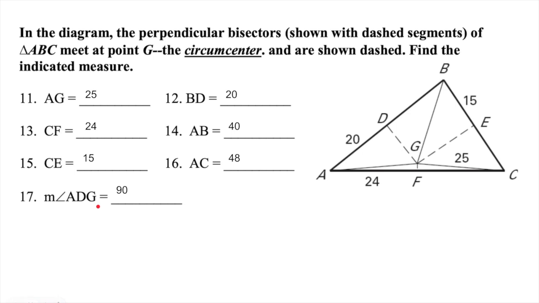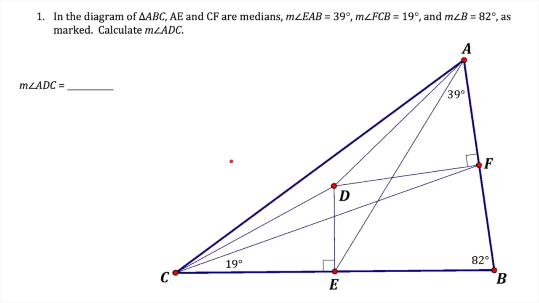On to the next problem. Here's our second problem. We're given that in the diagram of ABC, line segments AE and CF are medians. That's this segment over here and this segment over here, intersecting at this centroid.